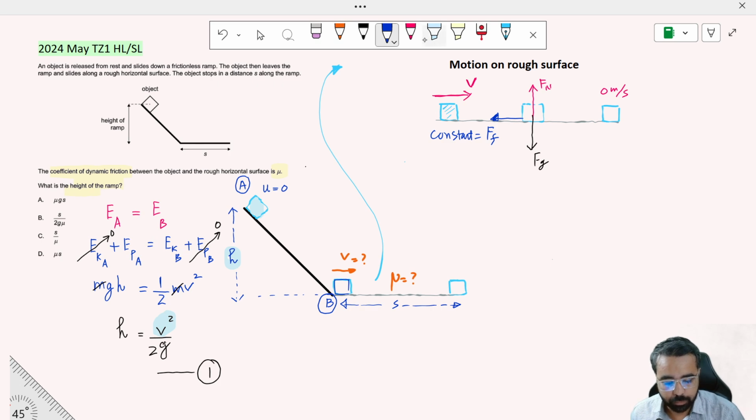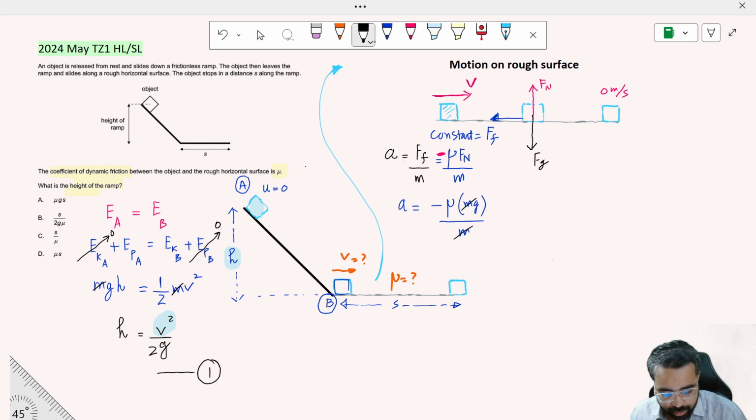The first method is of course kinematics. What is acceleration? Acceleration is equal to frictional force over mass. And what is the frictional force? It's the dynamic friction, which is equal to mu times the normal force, over mass. And I put the negative sign because this acceleration is negative, it's a deceleration. So a is equal to negative mu mg over m. So you can cancel out m with m, and the deceleration is negative mu g. I will soon tell you the second method also.